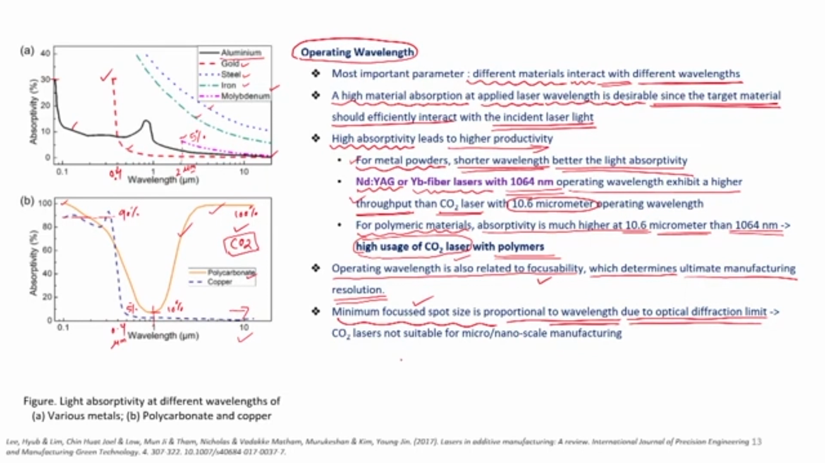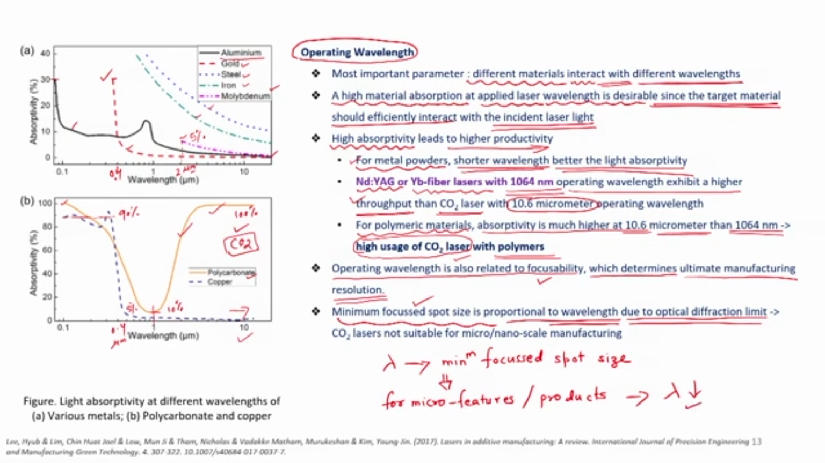So, here I can write that the wavelength is directly proportional to, or is controlling, the minimum focused spot size. That means for micro manufacturing, or for micro features or products, we need to go for a low value of wavelength.